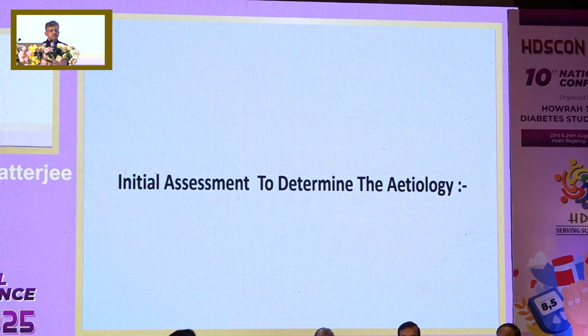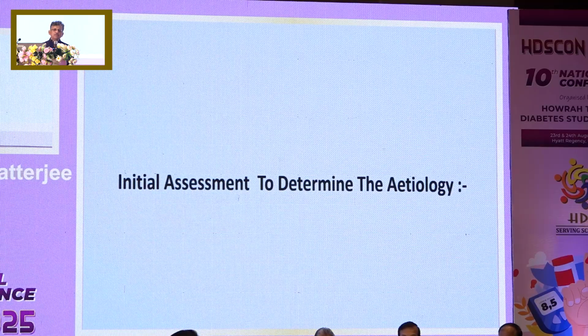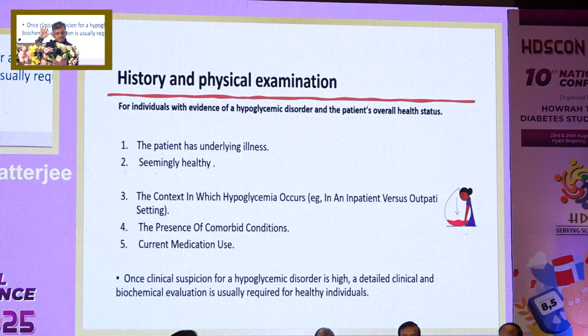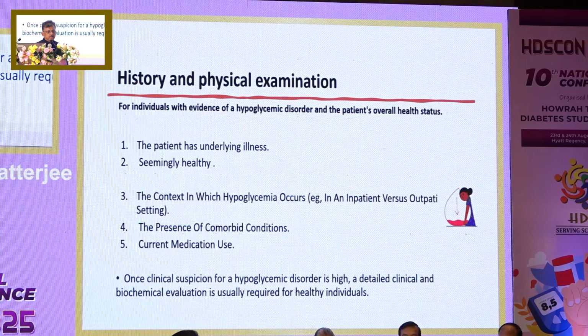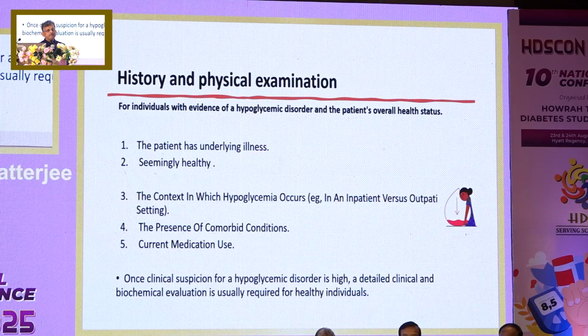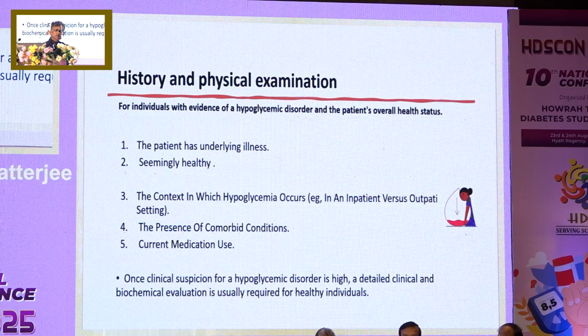How to assess when you see a patient with documented hypoglycemia? Now you have to keep a few points in mind. Number one, whether the patient is in stable or in serious condition, very important. Second, whether it is occurring in your OPD or community setting or in hospital. Whether there are comorbidities, I will discuss later on. And you have to be careful about the medications used.